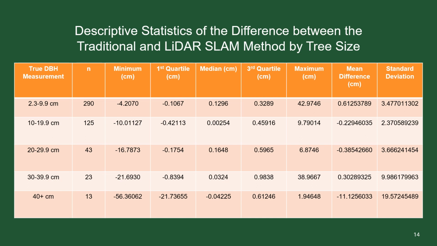So since there is a wide range of trees and tree width in the forest, I wanted to see whether that had an effect on the accuracy of LiDAR SLAM. So here we have it split by true DBH measurement and their associated SLAM measurement. And here we can see that when there is a DBH greater than 40, there is also a greater mean difference. And here it is shown to be minus 11 centimeters.